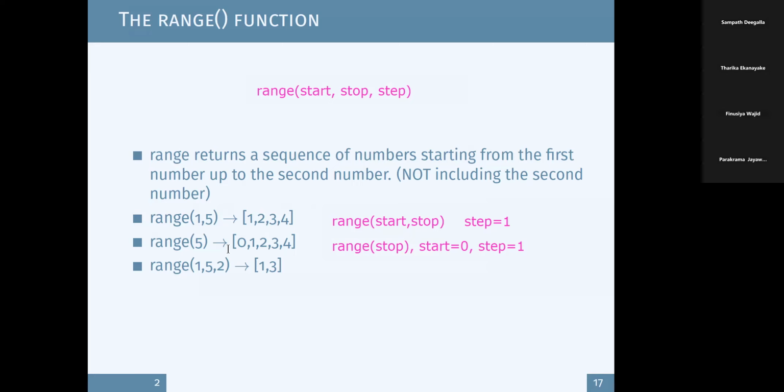And when you have three values, you know what it means: start, stop, and step. So you have 1, and step is 2. That means you have 1 plus 2, then you have 3. You cannot have 5 because it should not include 5. So the outcome would be 1, 3. So let me explain.